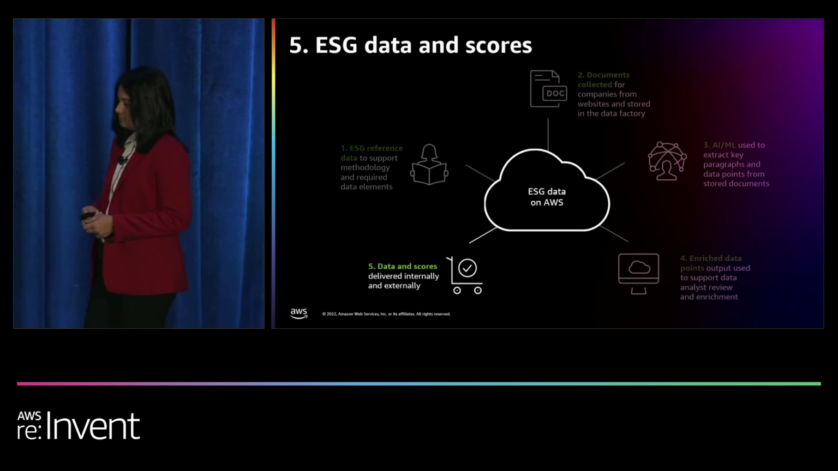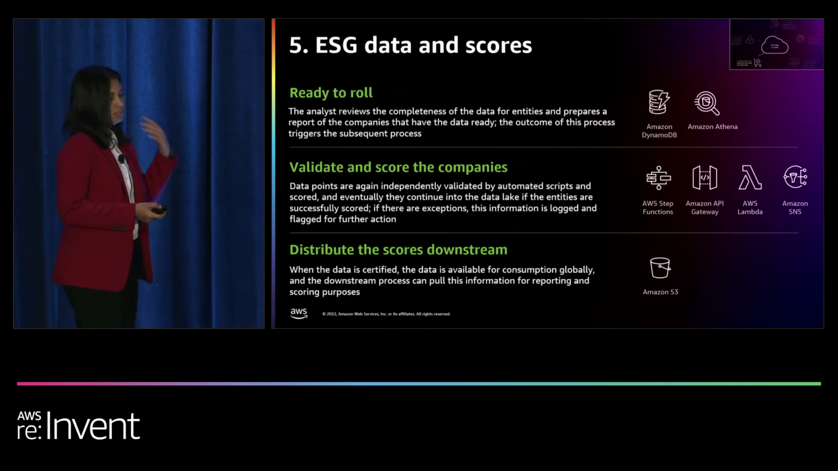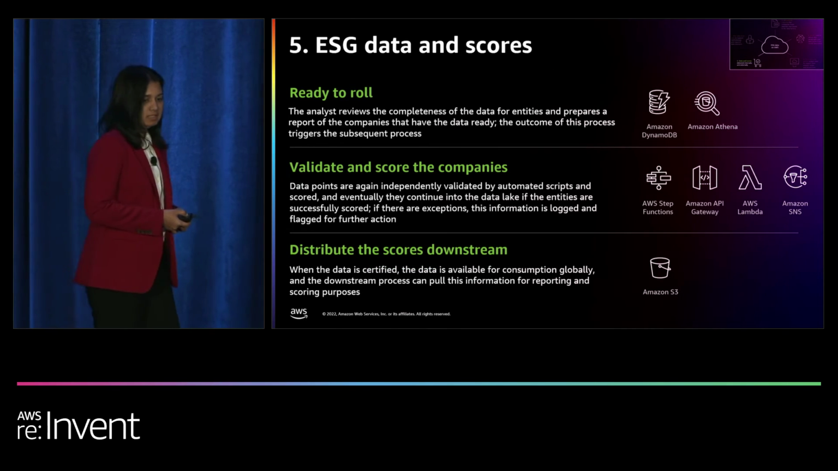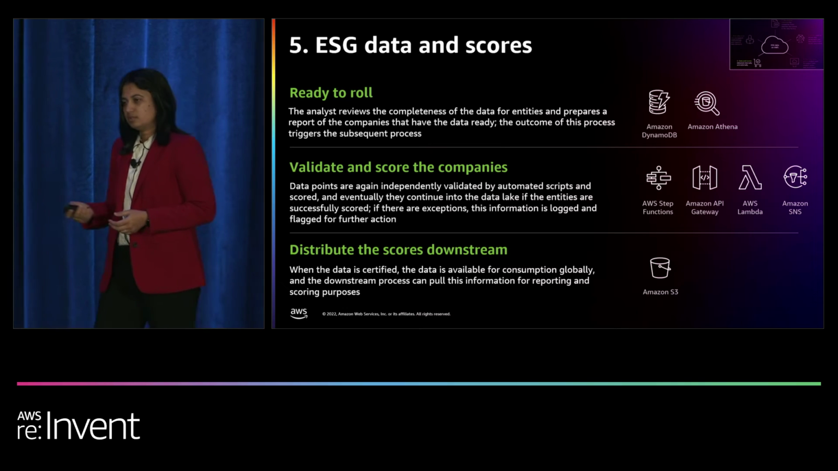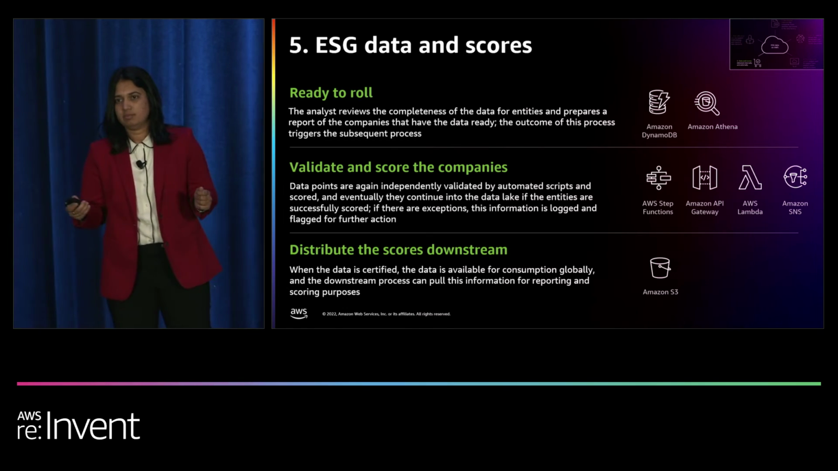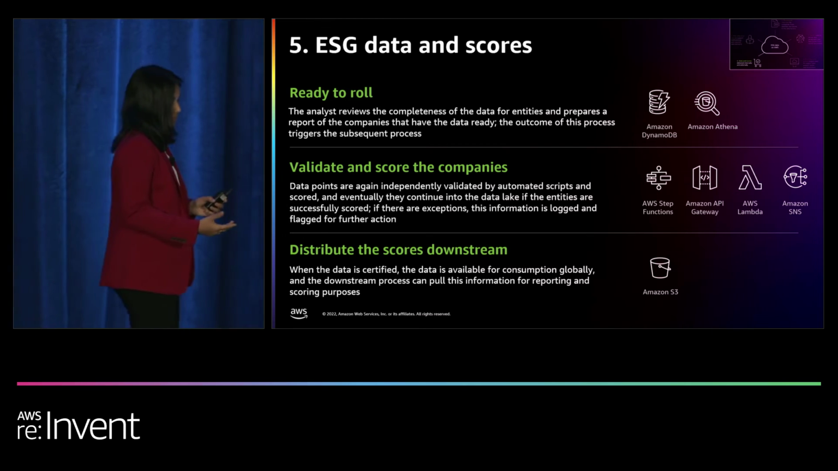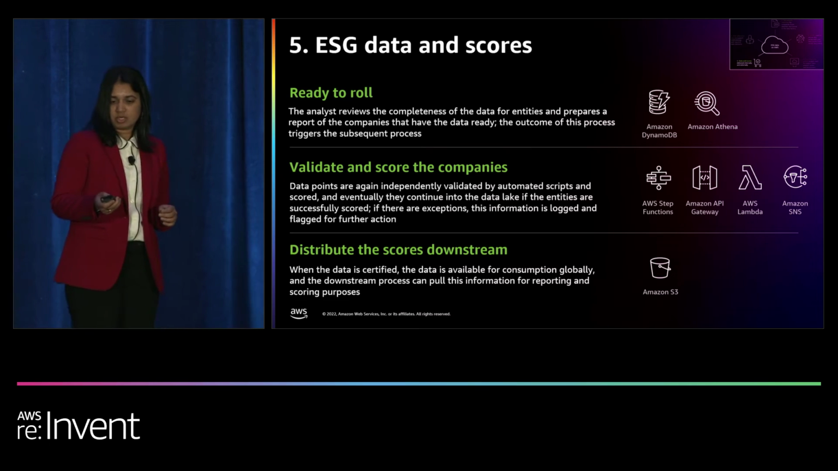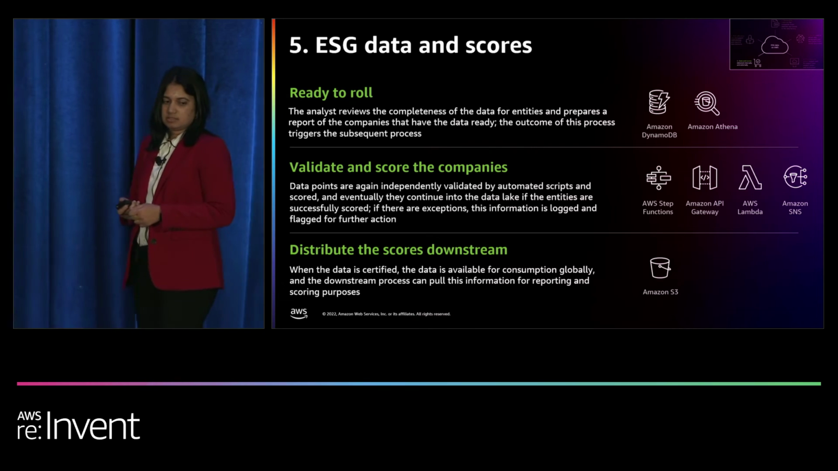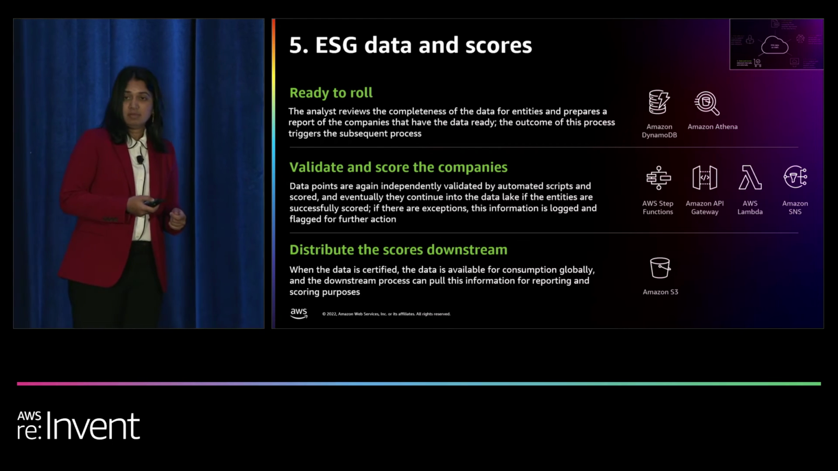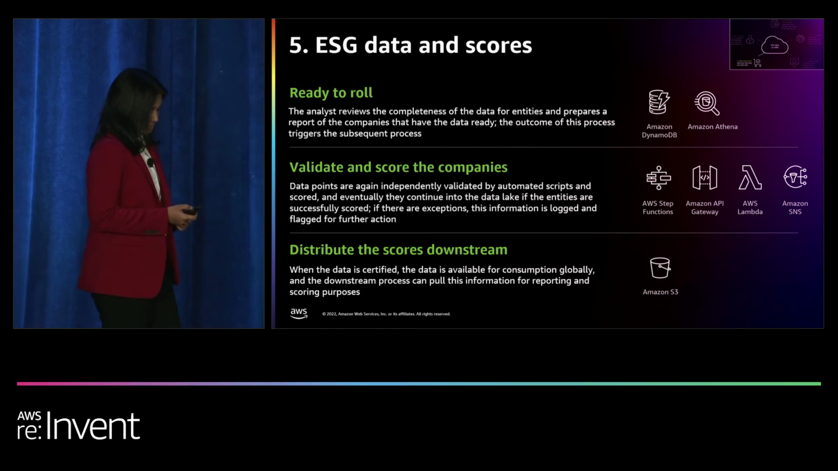Now that the analysts have vetted this data, the last step of this is score and distribute. We are now ready to roll, right? The analyst reviews the completeness of the data for an entity, and prepares a report and then says, hey, you know what? I'm done with these companies. Boom. It goes to the next process, which generates the scores. But I'll talk through what the different steps involved are when they're scoring a company. Obviously, validate and score the company. Data points are, again, validated in the scoring process just to ensure completeness and beyond. And the last leg is distribution.